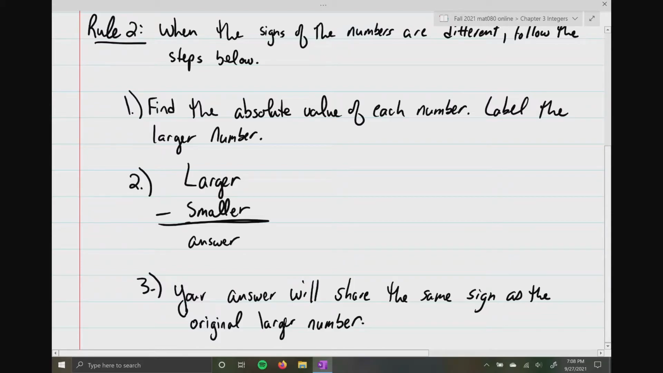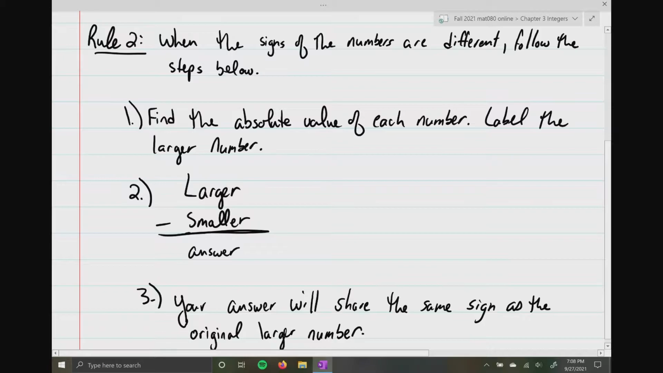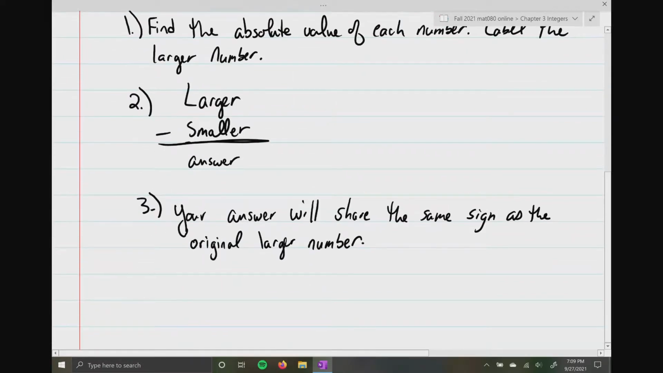Okay, so let me scroll down. Follow these steps below. So step 1, you're going to want to find the absolute value of each number and label which absolute value is larger. Then step 2, you are just going to subtract those two numbers, put the larger number on top, smaller number on the bottom, and just subtract to get an answer. And then step 3, your answer is going to have the same sign as the original larger number. So let me show you what I mean by this, okay?